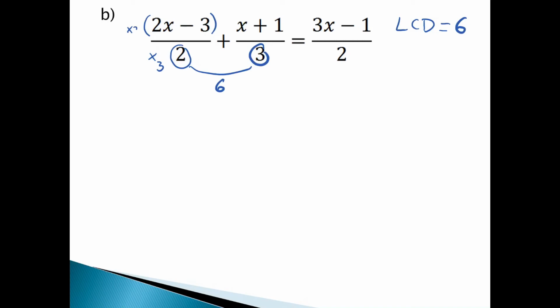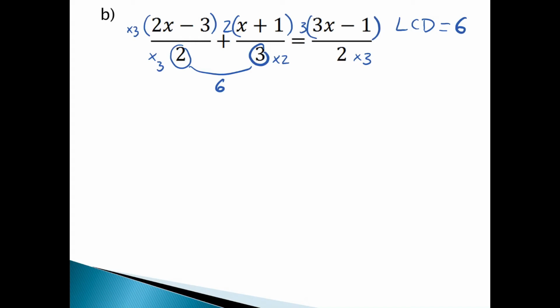So I need to multiply this one by 3. Then 3 over here needs to be multiplied by 2. What you do to the bottom, you need to do to the top. And then my last one over here, 2 again, needs to be multiplied by 3. And what you do to the bottom, you do to the top.